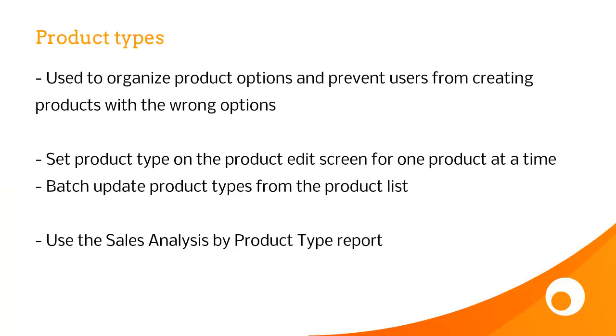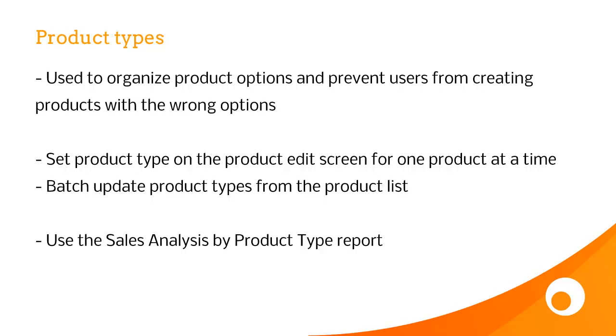So we've just covered what product types are. They're used to organize product options and prevent users from creating products with the wrong options. And that's particularly useful if you've got lots of different types of sizes, perhaps shoe size, dress size, waist size, and so on. Much better to create specific options and then assign them to product types than have everything bundled under one option called size.